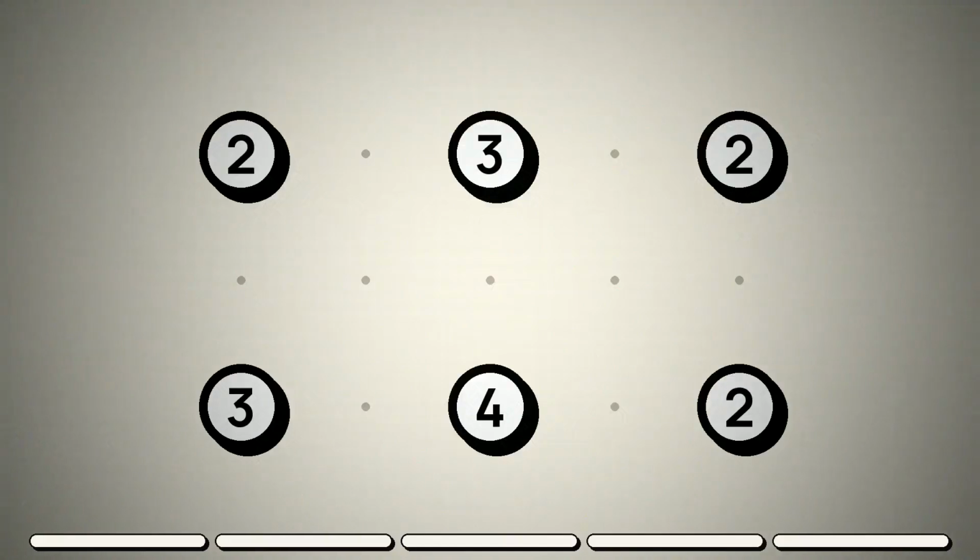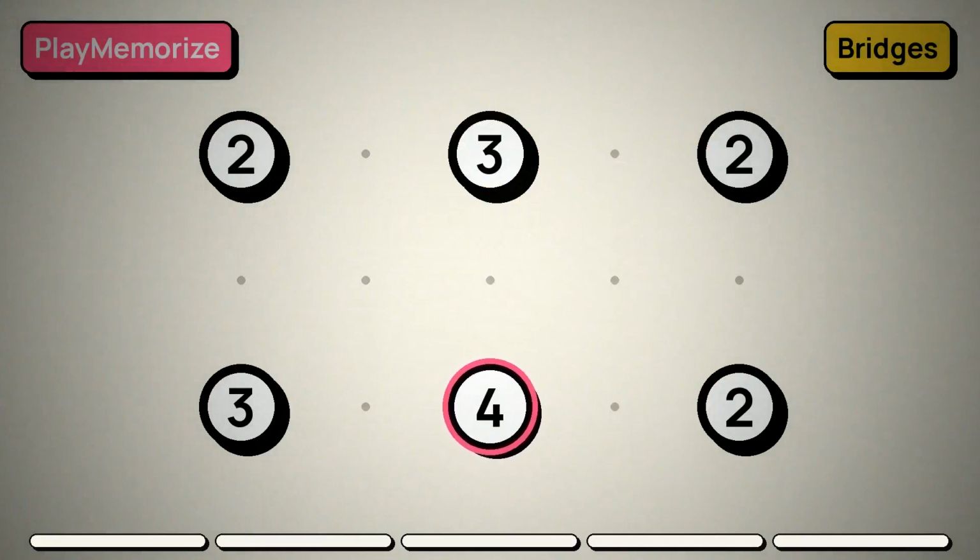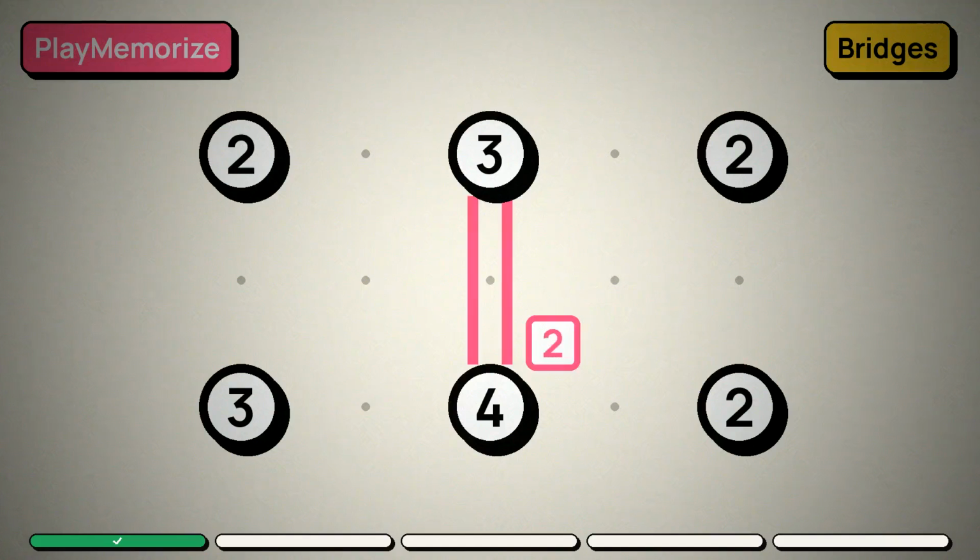6 islands sit on this grid, each one holding a number. This one hasn't got its bridges yet, so how many will it take? Each island's number is exactly how many bridge ends have to touch it.